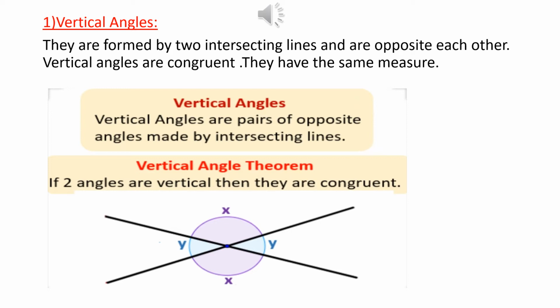Vertical in this case means they share the same vertex, corner point. If two angles are vertical, then they are congruent or equal. Angle X equals angle X, angle Y equals angle Y.